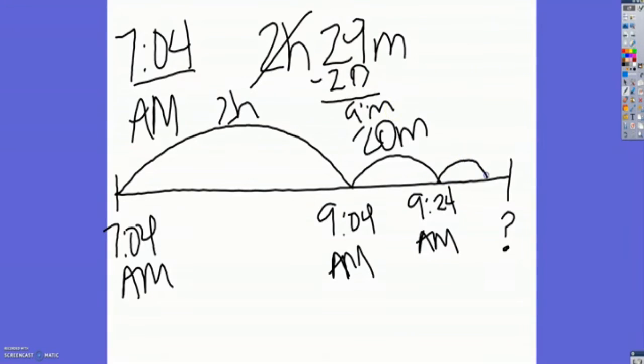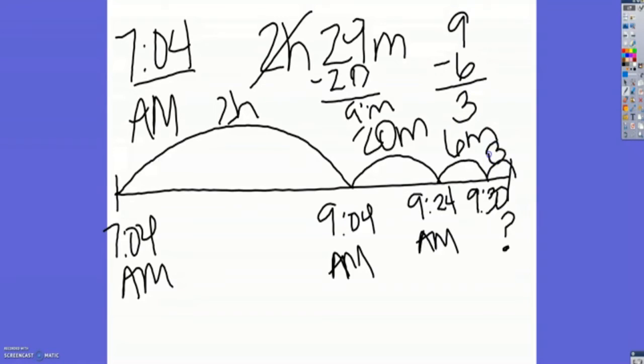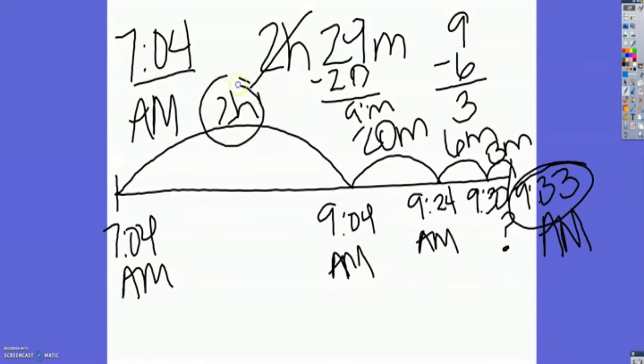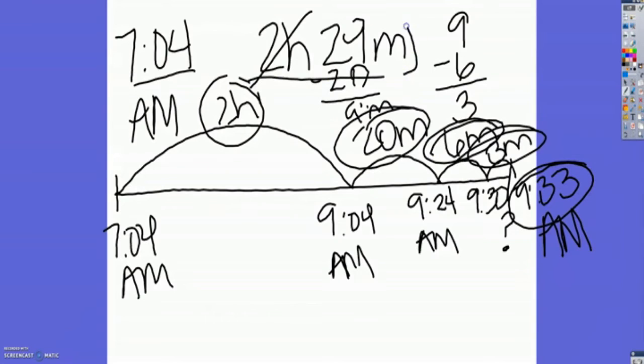I know that if I jump 6 minutes, that puts me at 9:30. If I had 9 minutes left and I used up 6 of them, that leaves me with 3 minutes. So if I jump those 3 minutes, that would put me at an end time of 9:33. So our answer would be 9:33 a.m. And we can check and see that we jumped 2 hours and 29 minutes. So that matches the time that we were given up here.